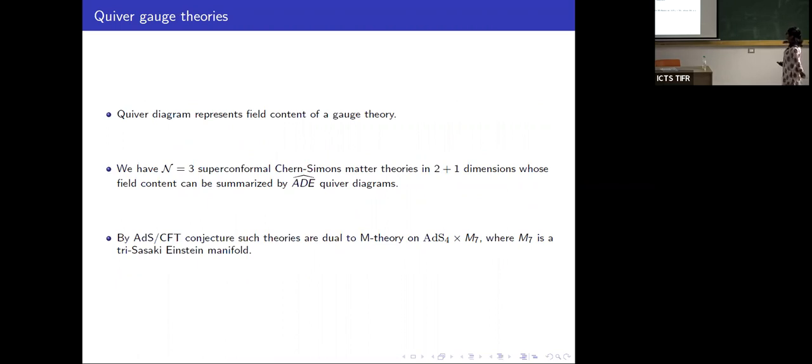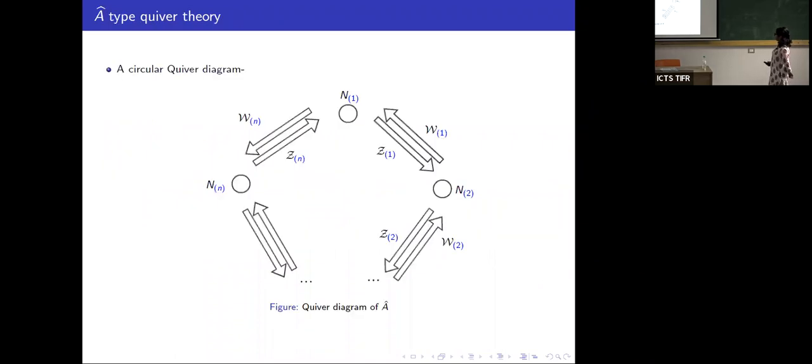So the field content of these ADE N=3 superconformal Chern-Simons matter theories can be summarized by ADE quiver diagrams. And these theories have an M-theory dual in terms of AdS4 times M7, where M7 is a tri-Sasakian Einstein manifold. Okay, now let me show a quiver diagram of A type.